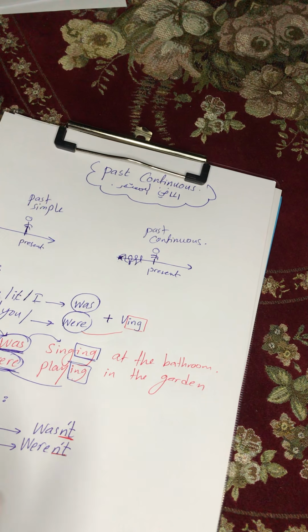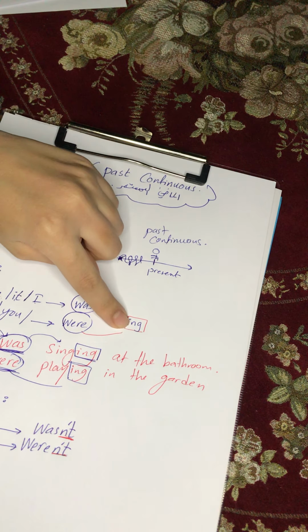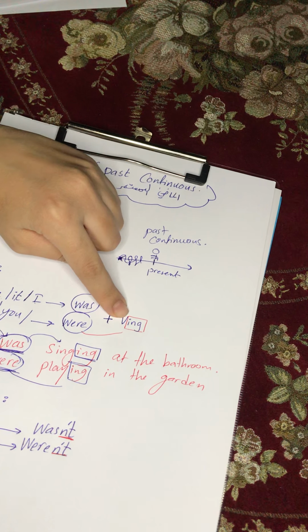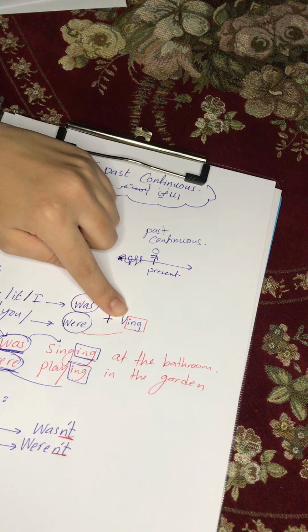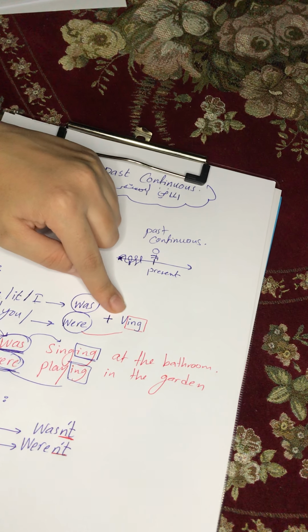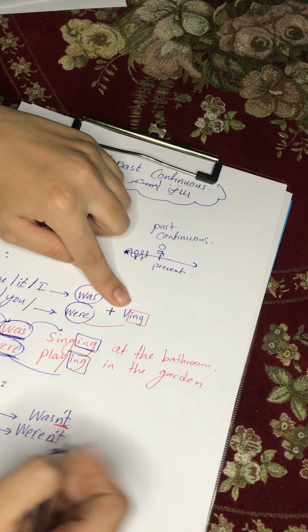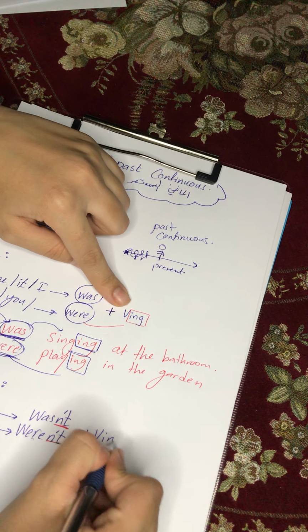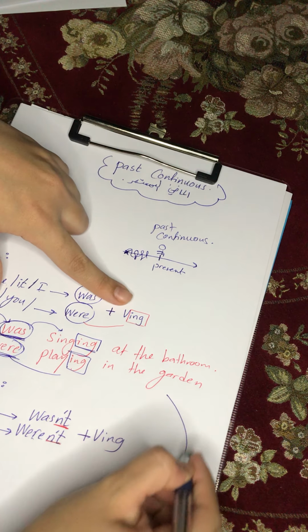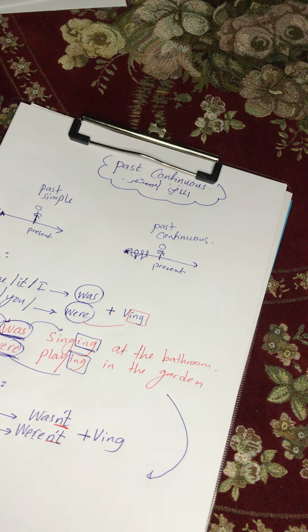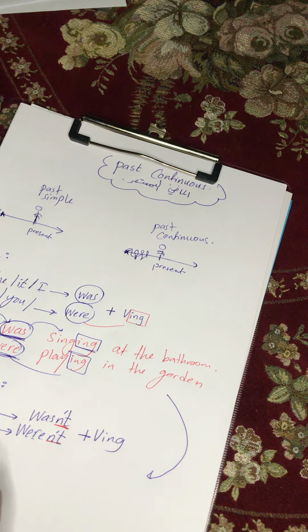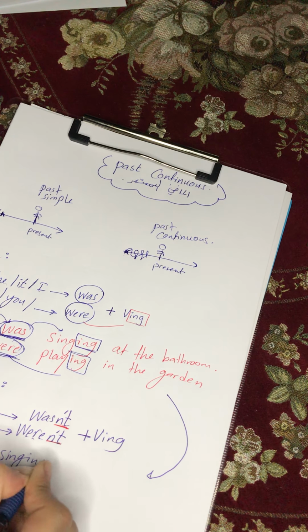Is there any change on the main verb؟ في أي تغيير راح يصير على الفعل الرئيسي؟ Surely no, because also they have to be followed by a verb ing in the negative form. حتى بالنفي لازم يكونوا متبوعات بفعل معه ing. So wasn't, weren't, then the verb ing. Let's negate these two sentences. خلينا ننفي هذول الجملتين. She was singing at the bathroom. We have to say she was not singing at the bathroom.